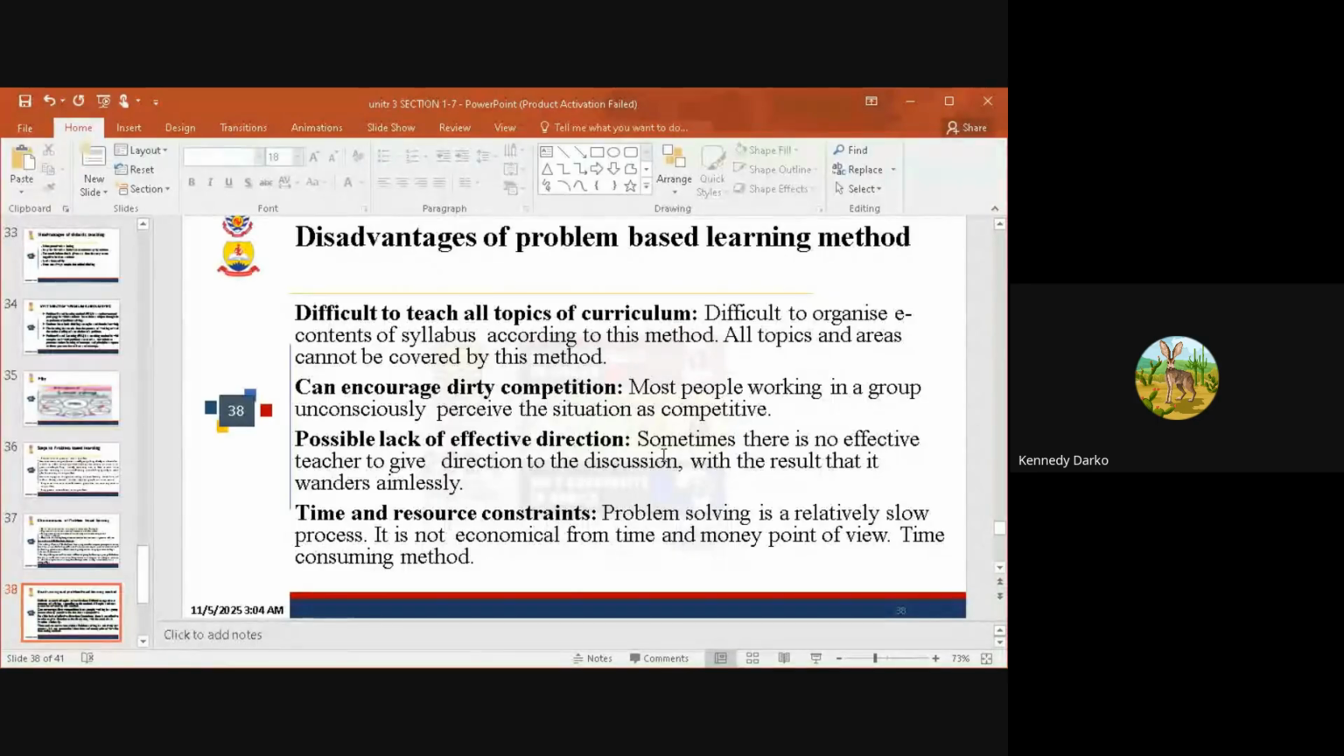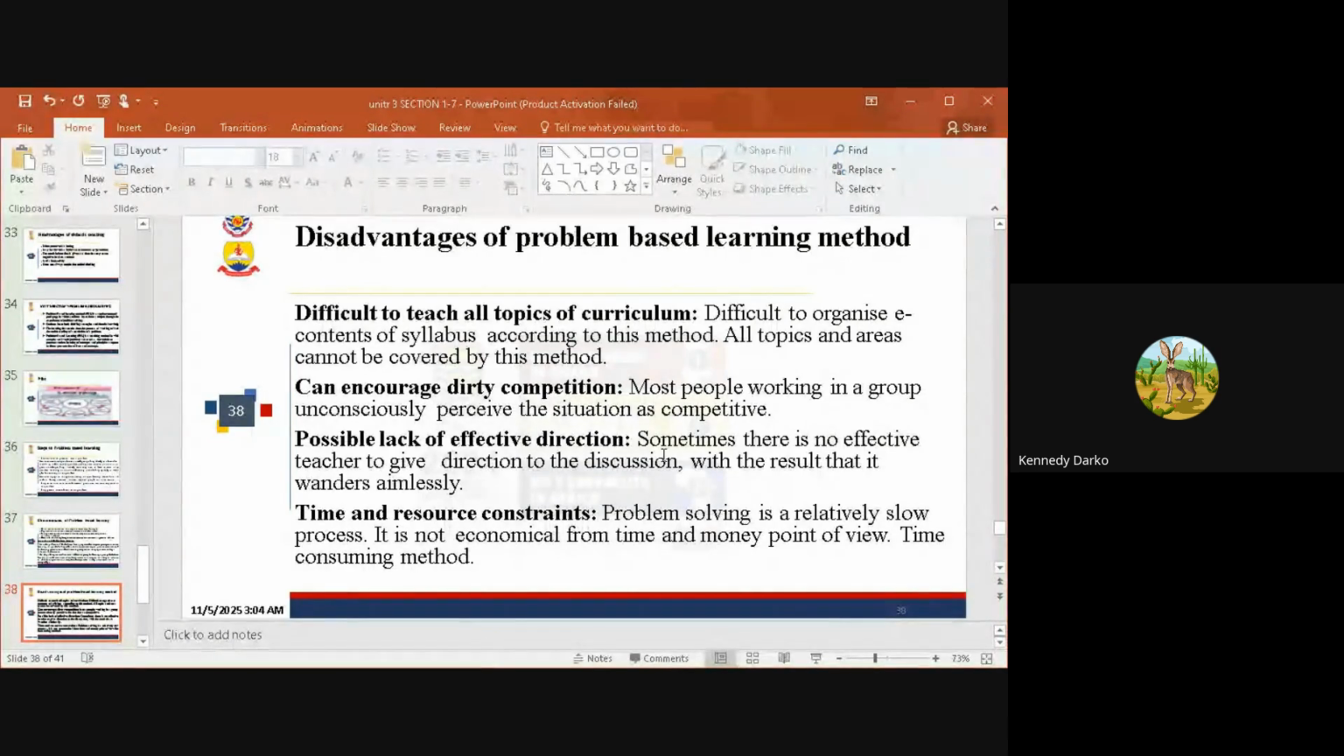Possible lack of effective direction. Sometimes there is no effective teacher to give direction to the discussion, with the result that it what? Wanders aimlessly. So let's be mindful when we are using problem-based learning. Let's guide the children very well to do what is expected of them.